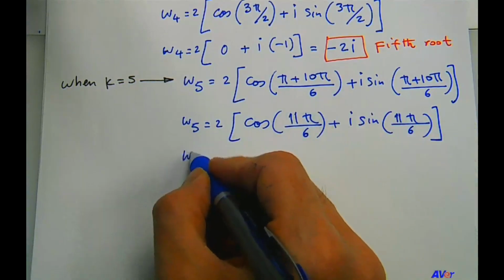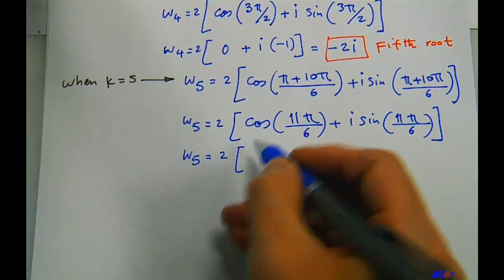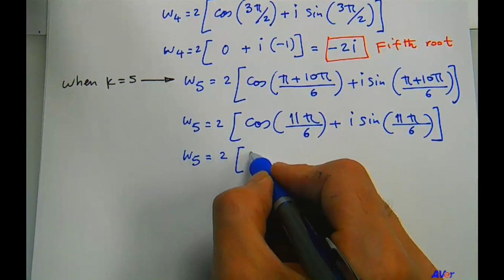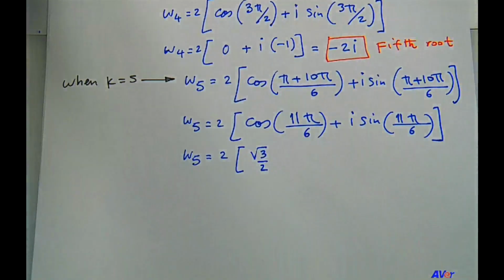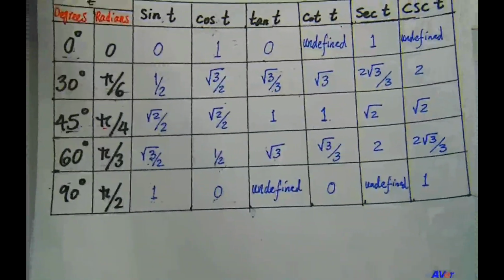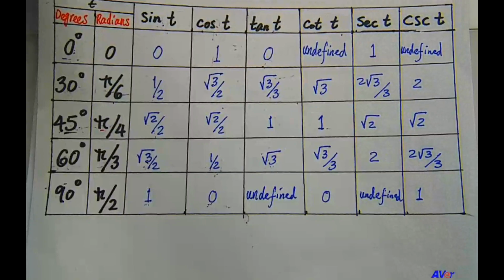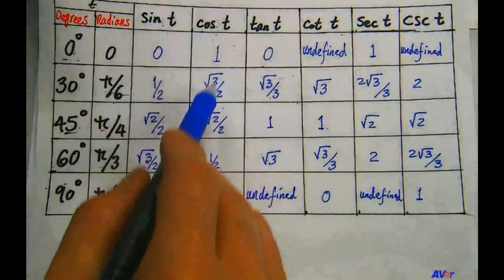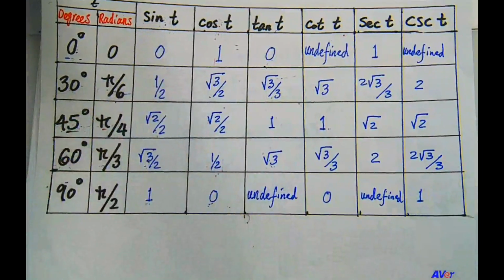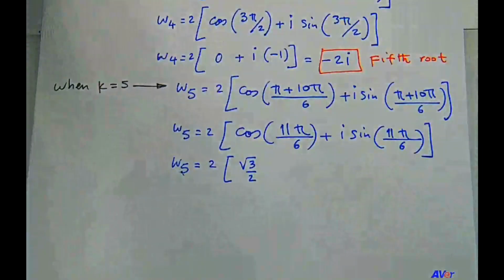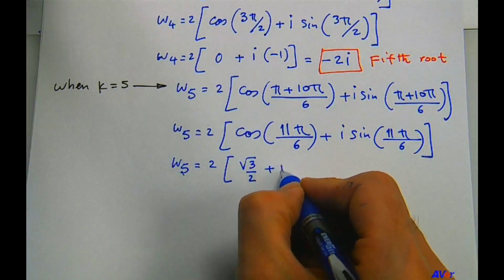So we have W5 equals 2 times square root of 3 over 2. I'm getting these values from the table of special trigonometric values. So for pi over 6, cosine is square root of 3 over 2, and for sine, it's 1 over 2. But for sine, we have to be careful because it's going to be negative in the fourth quadrant.